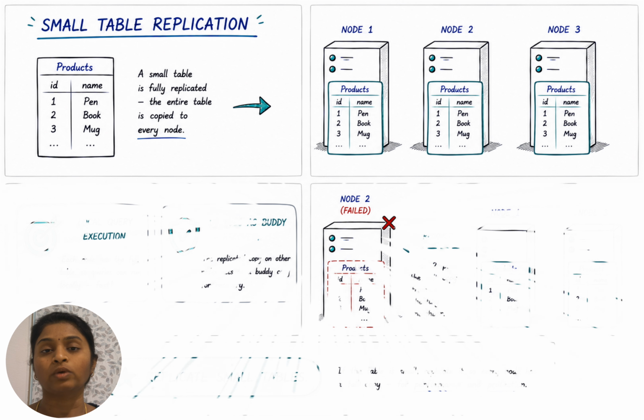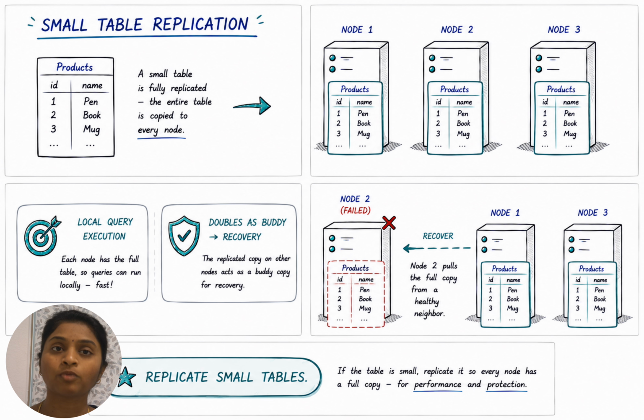Let's say you write a query which involves a join with the products table. Every node already has the whole table sitting right there. So no shuffling of data across the network to line up the join and return the results to the user. So it basically runs locally, so it runs faster. That's the real reason you replicate small dimension tables.